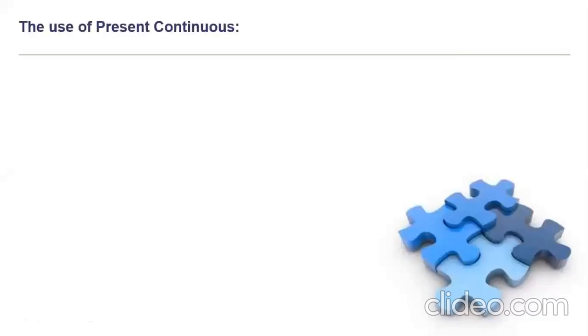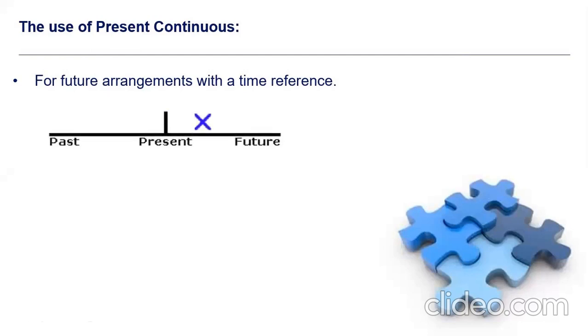The second use of present continuous is for future arrangements with a time reference. So a future arrangement is a plan that you have decided and organized with another person. We have a diagram, which is a timeline for present continuous, to give you further reinforcement of the idea of future arrangement. The action probably started in the past, and it will continue into the near future.